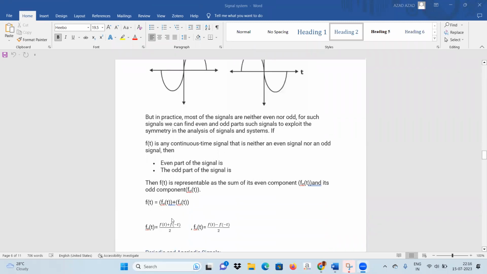Now, you can calculate the even part and the odd part of any signal. If you want to calculate the even part, denoted by fe(t), it will be f(t) plus f(-t), divided by 2. And if you want to calculate the odd part of any signal, fo(t) will be f(t) minus f(-t), divided by 2. Just this: in the even part this will be plus, and in the odd part this will be minus. Others are the same.